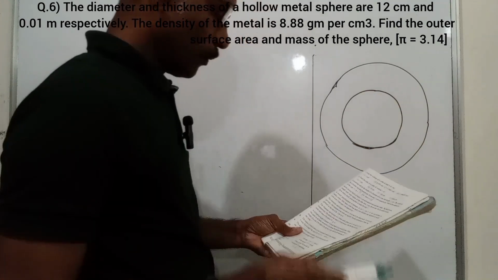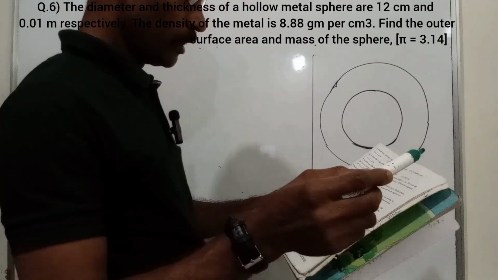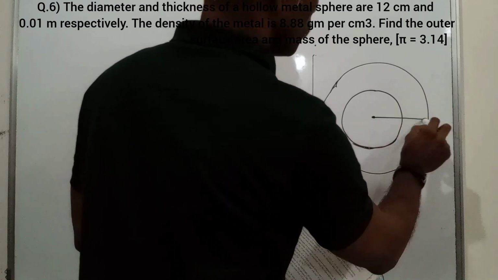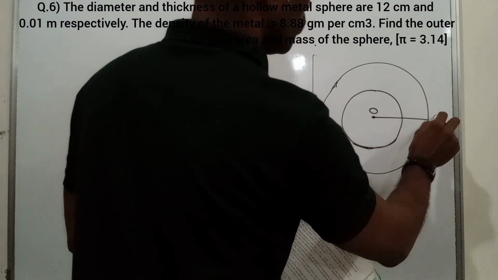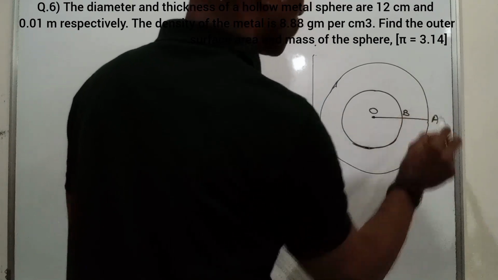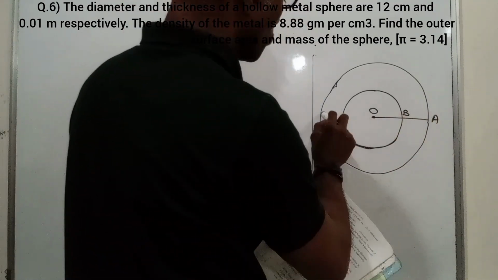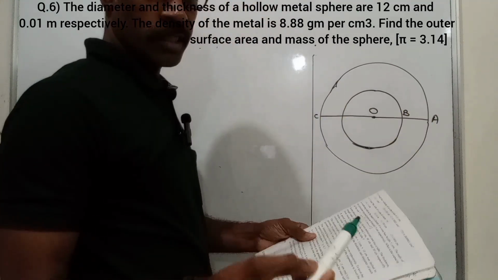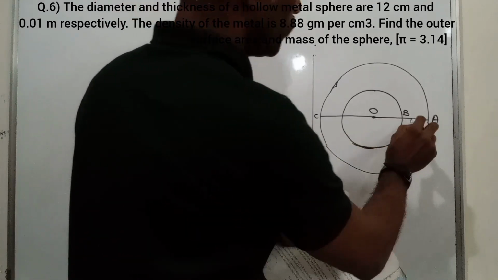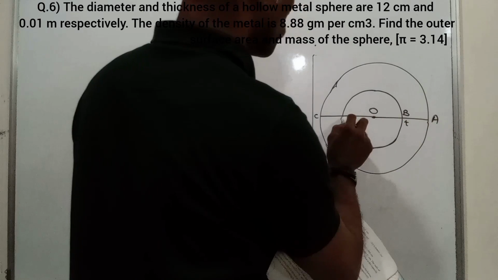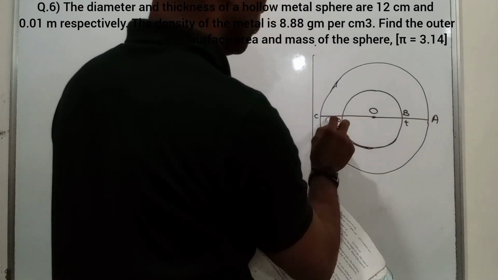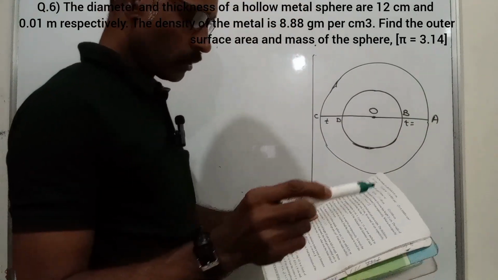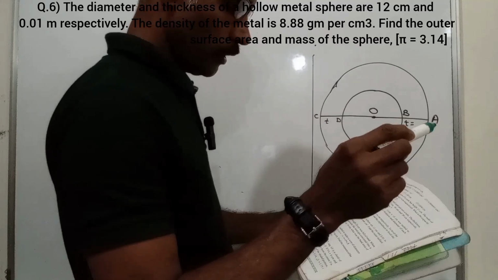Okay. Now, in this hollow metal sphere, the diameter and thickness. See this. Diameter, I will write here O, here A for your convenience. Now, see this. AC is the diameter, okay, and AB is the thickness, or when we write here CD, then this is also thickness. Diameter and thickness of a hollow metal sphere.